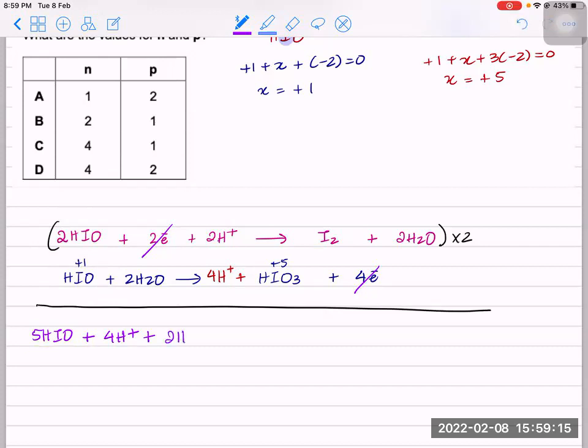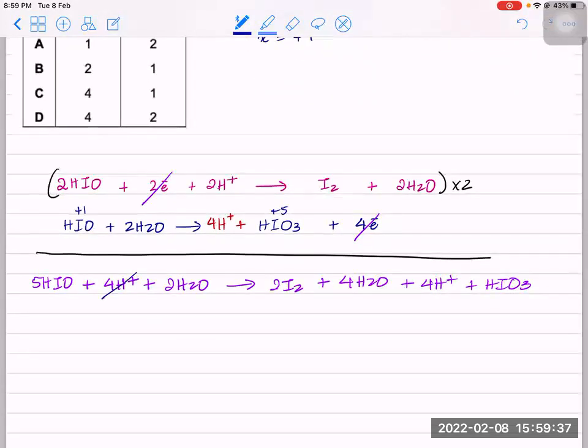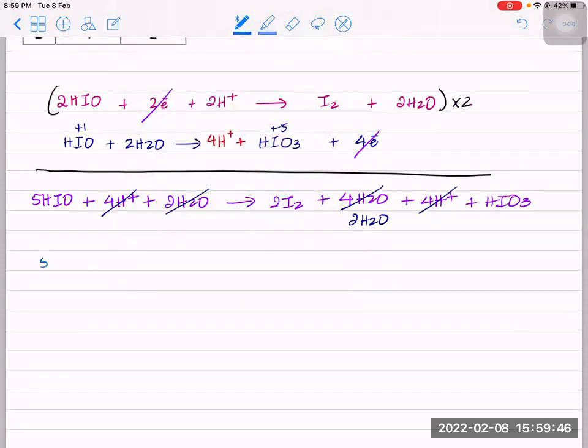Then you have 2H2O becoming 2I2 plus 4H2O plus 4H plus HIO3. So I added all the products, put them on the product side, multiplying these 2 by 2. Now, the 4H pluses cancel out. The water cancels out. You will have 2H2O left here. So now we have our overall equation. It is 5HIO giving you 2I2 plus 2H2O plus HIO3. This is the overall equation.